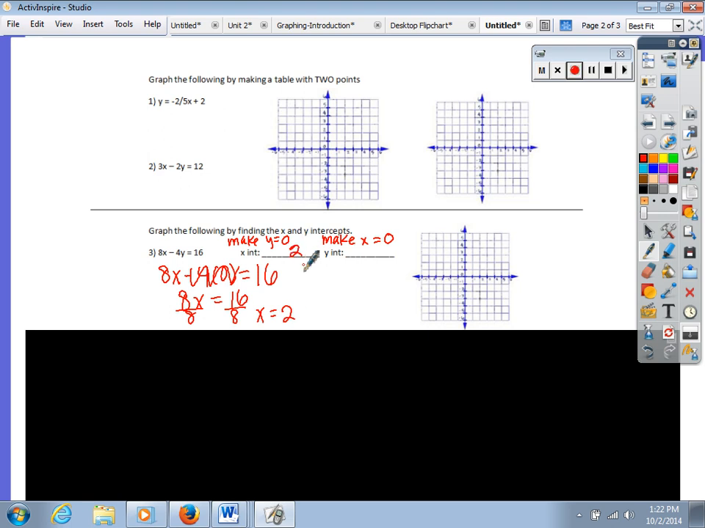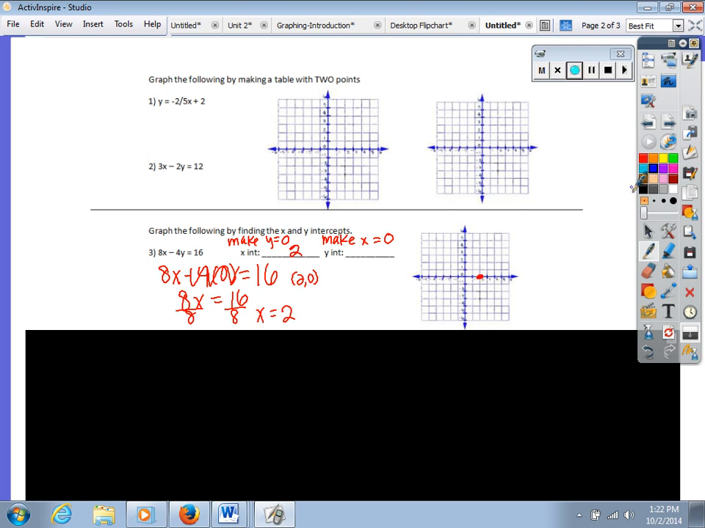Now you can look at this two ways. You can either tell me the x-intercept is 2 and then plot it on the x-axis if you're comfortable with that, or if you'd rather see it as a point, just say what your point was. Here it said x equaled 2, and what did we make y? 0. So it's the point 2, 0, and that's what the point is too.